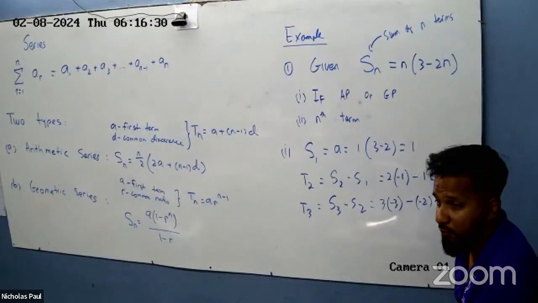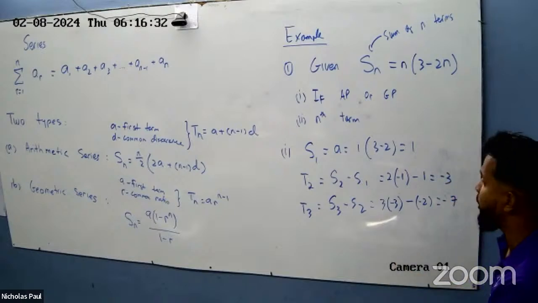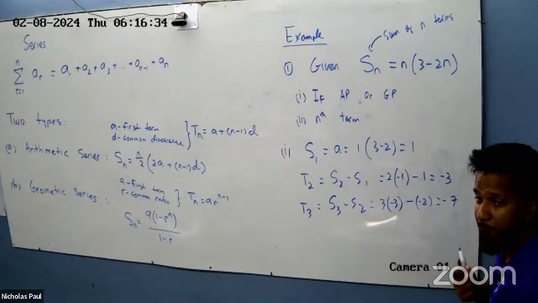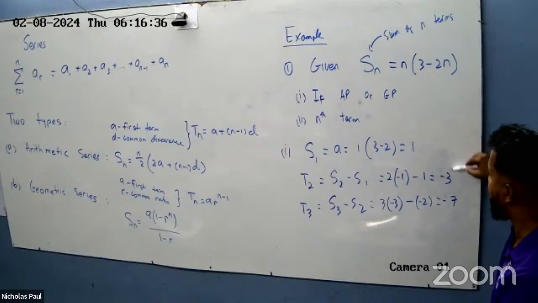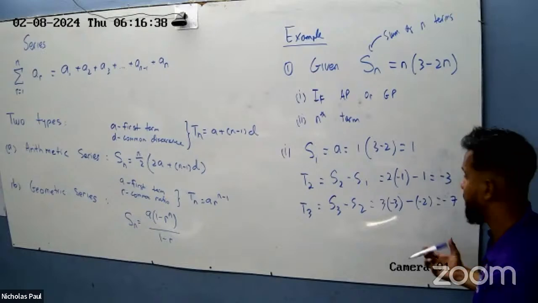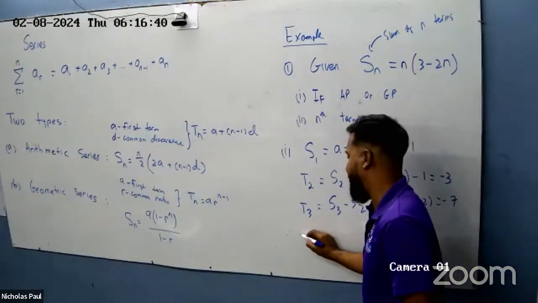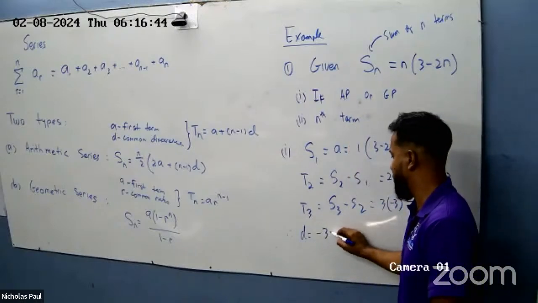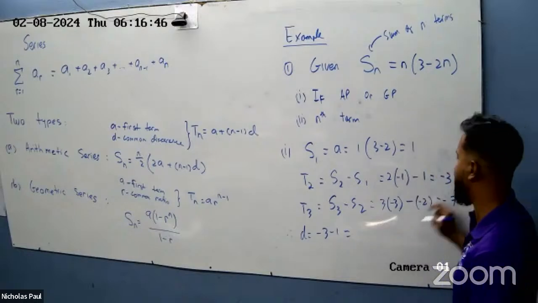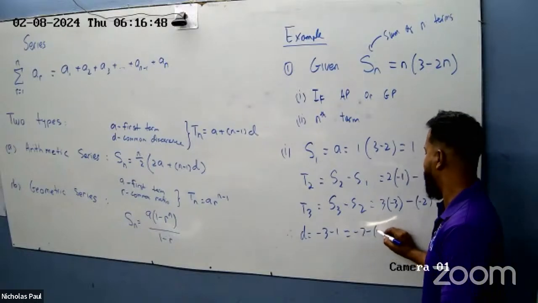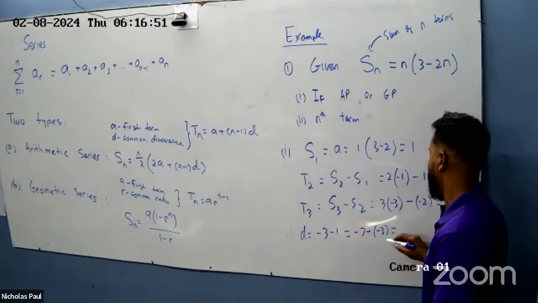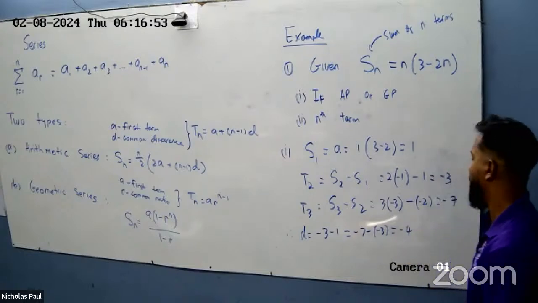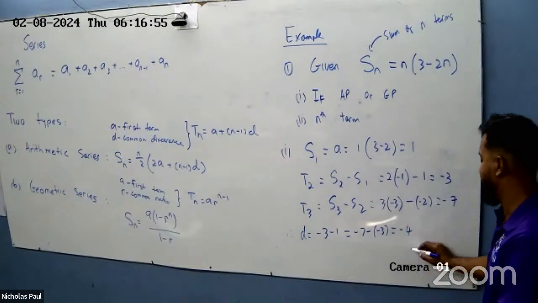Everybody okay with that? So by looking at it, AP or GP? AP. Same drop by 4. So remember how to check it: subtract 2 consecutive terms, and if the value is the same, then it's an AP.